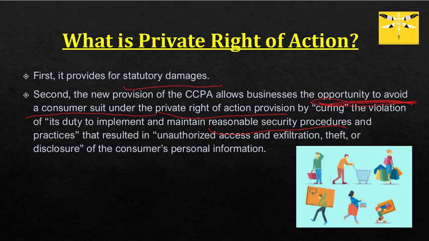Now, to pursue statutory damages under the CCPA, the would-be plaintiff must first provide the would-be defendant business with 30-day written notice that the data security provision of the CCPA has been violated. The business then has 30 days to cure the violation and provide the plaintiffs with an express written statement that the violations have been cured and that no further violation shall occur. If the business does so, then the plaintiff may not request statutory damages in a subsequent suit.